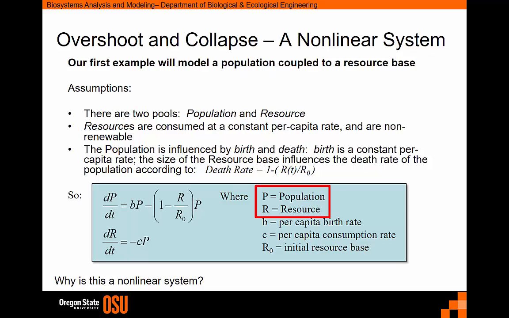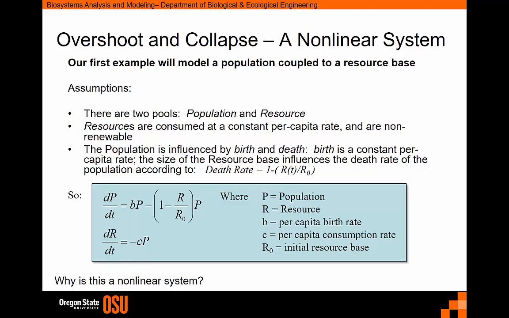Because the system contains two state variables, our model will consist of two coupled differential equations, one describing the dynamics of the population, one describing the dynamics of the resource base. For the population P, our rate equation includes an exponential growth term and a mortality term that includes a per capita rate that scales with the inverse of the existing resource base. For tracking our resource, our rate equation includes a loss via consumption of the resource expressed as a constant per capita rate. Between population and resource, we have fully captured the dynamics of this system.